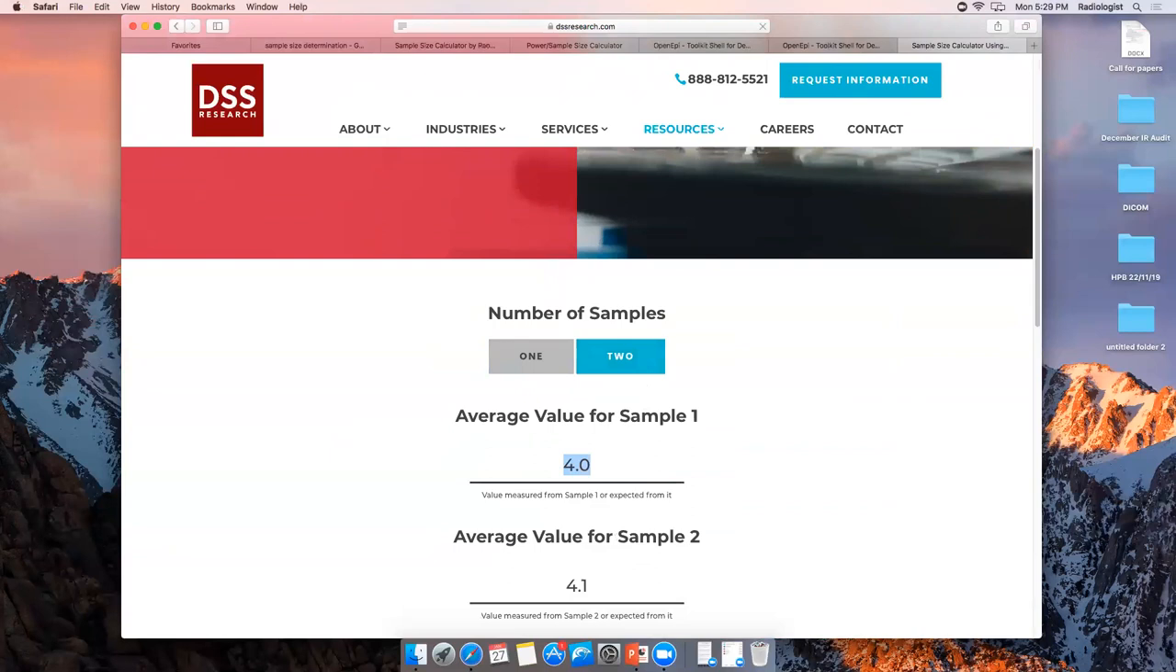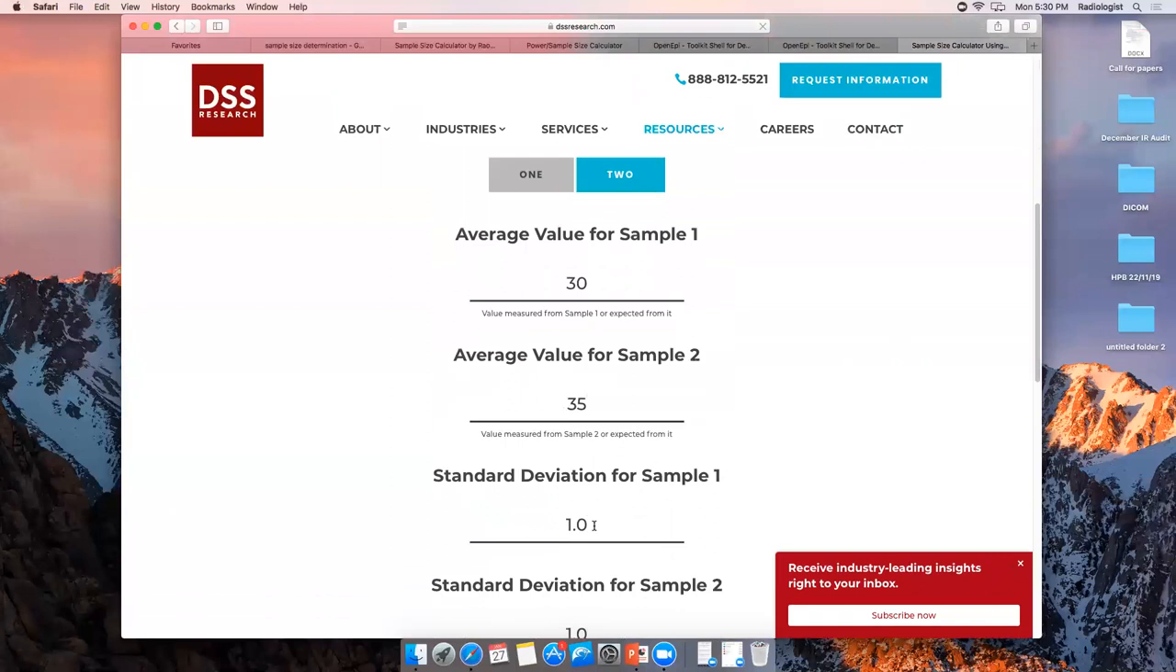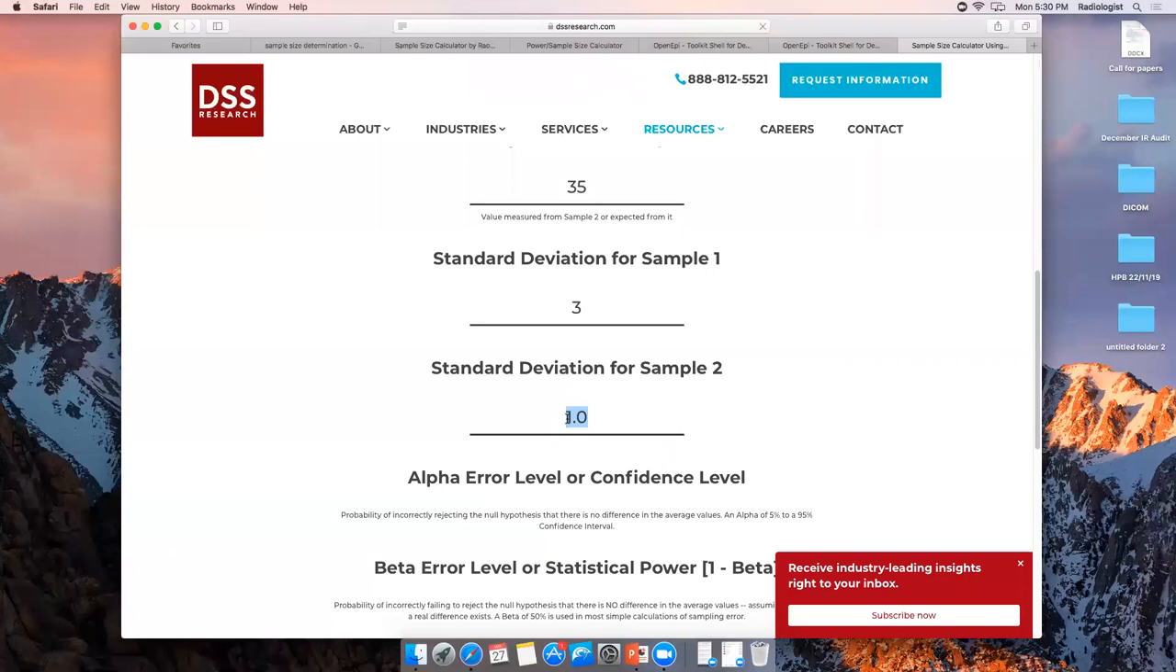So I'm going to put in sample one: crown rump length among women who use a particular chemical during pregnancy, 30 centimeters or millimeters. Sample two, people who didn't use this chemical, 25 or 35. I put that in. From the literature, I would have gotten my standard deviations. Say it's 3 for sample one, and it's 1 or 1.2 for sample two.